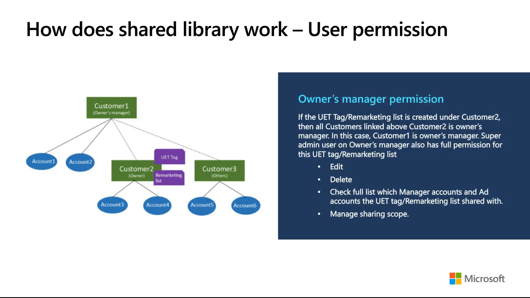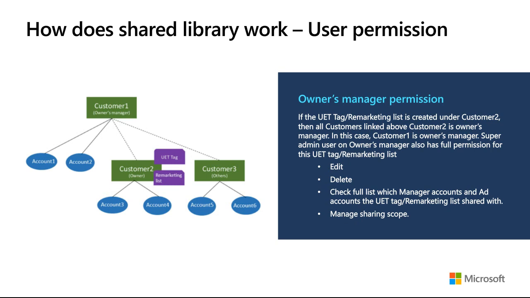And the next persona is the owner's manager. If a customer shell is linked above the owner, then we consider it the owner's manager. For the owner's manager, we also give them full permission. They can edit and delete the resource on behalf of the owner. And they can also check the sharing scope and manage the sharing scope on behalf of the owner.